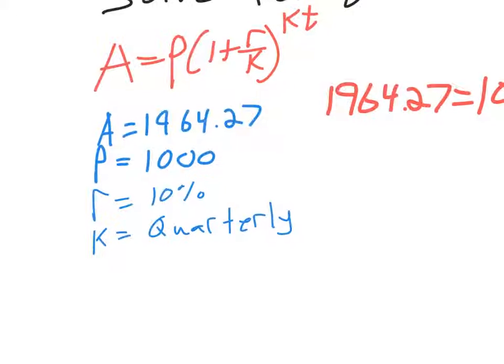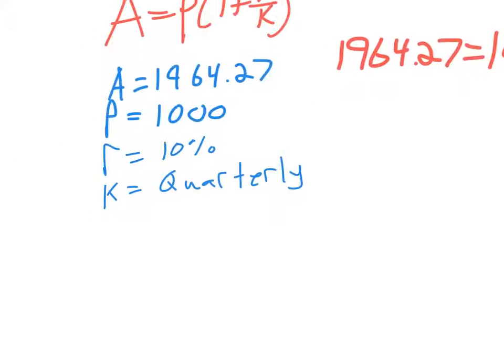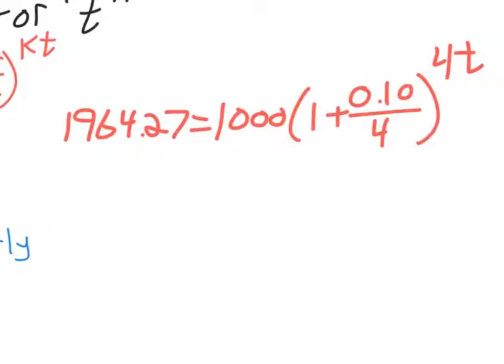And then we have our rate is 10%, so we're going to make sure to put that as a decimal. 1 plus 0.10 over the compounding rate was quarterly. And remember that K is always the number of times you get to collect interest per year. So quarterly gives us 4. And this is supposed to be K times T up here. And again, T is unknown. So this is what the equation looks like.